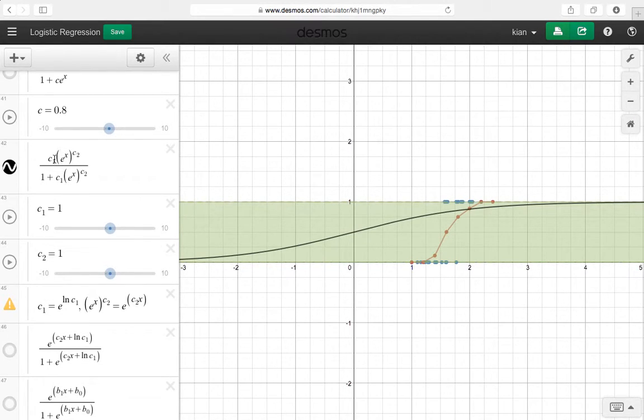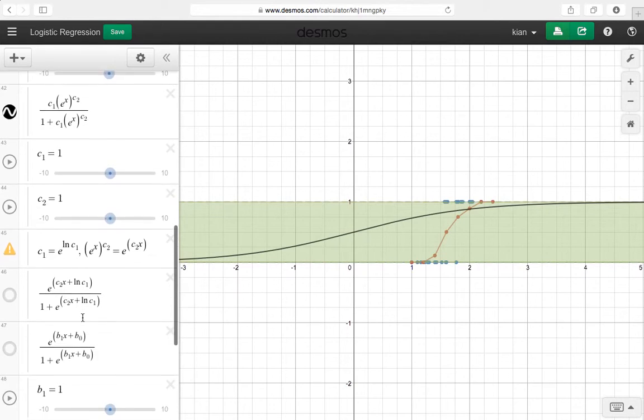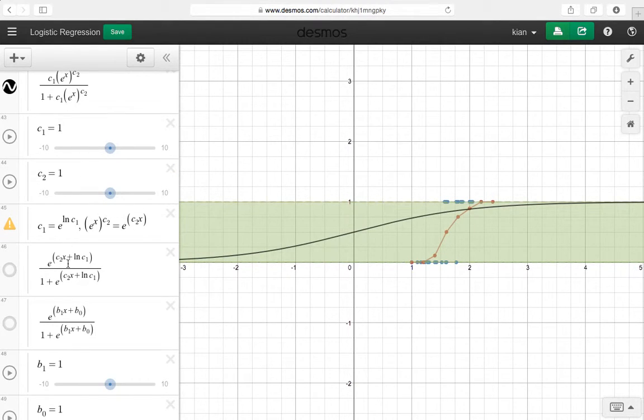We can go back to our equation and bring down this c2 as a multiplier, or as a coefficient of x, and bring up this c1 to the power. But we know that we cannot use c1, we have to use log of c1, and then rewrite this equation in a new, better looking format.